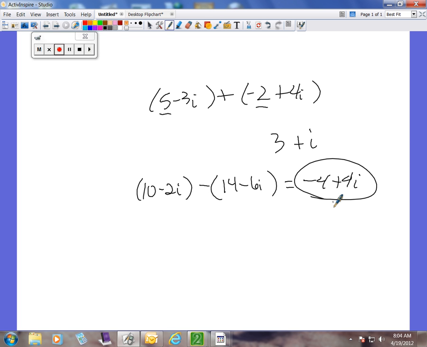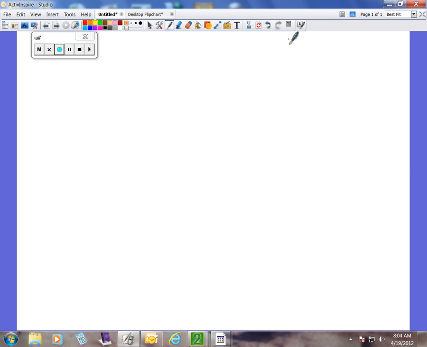Distribute. What's the only thing you need that I told you today to understand how to do this? i squared equals negative 1. So you've got to change all your i squareds. Simplify.